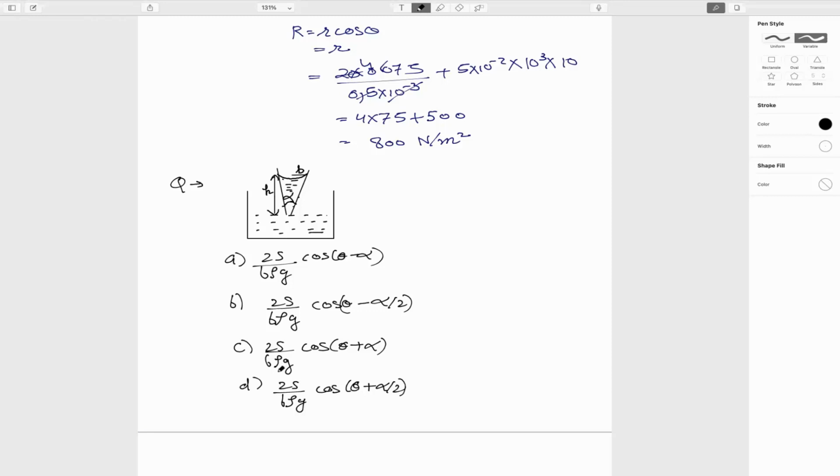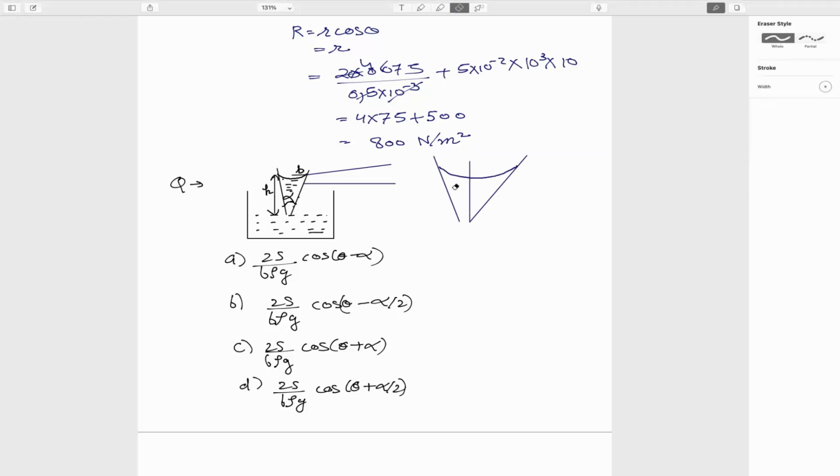Okay, so try to solve this question. It's a bit tricky question, some geometry type. So let's zoom out this meniscus. It looks something like this. Consider this end to be very near, such that if this is alpha, this is alpha by 2. This angle is theta.